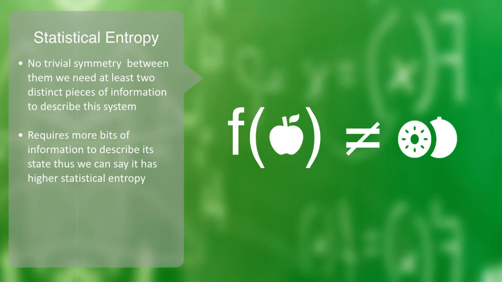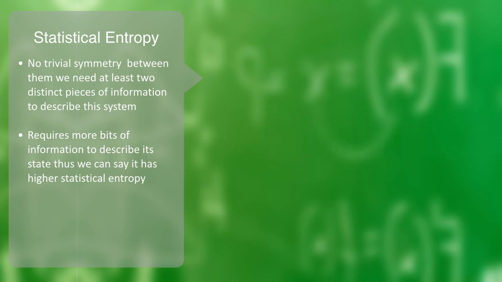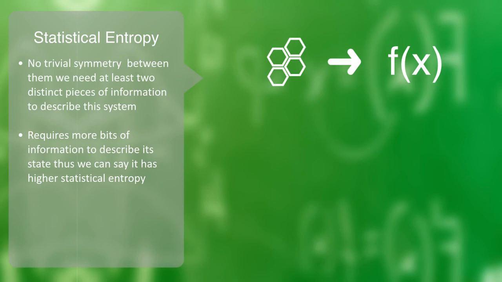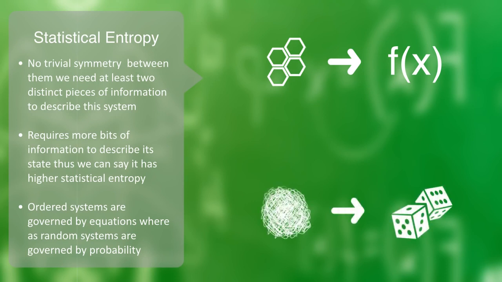The point to take away here is that we can talk about and quantify order and randomness in terms of information theory. That ordered systems can be described in terms of these transformations, which we encode in equations. Ordered systems are governed by equations, whereas random systems are not. But because there is no correlation between the elements' states in these random systems, they are governed by probability theory, the branch of mathematics that analyzes random phenomena.